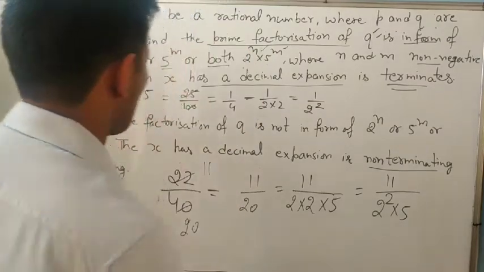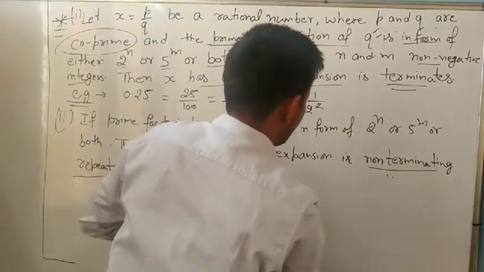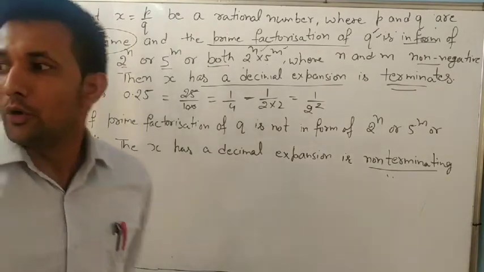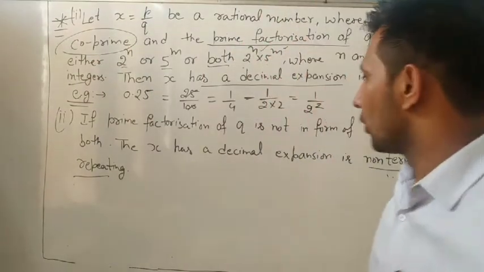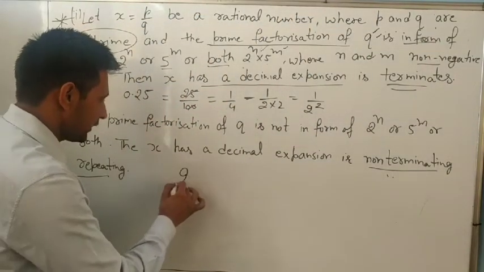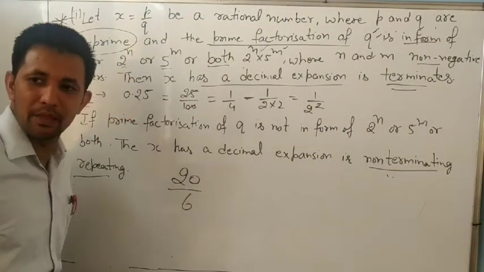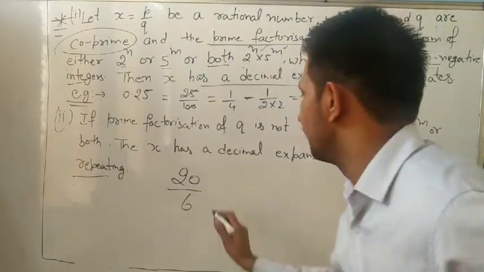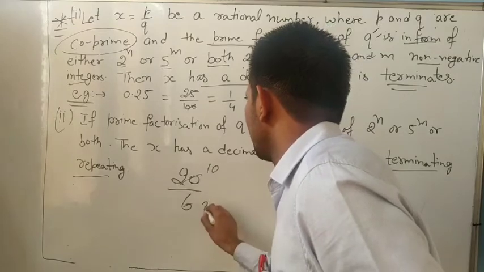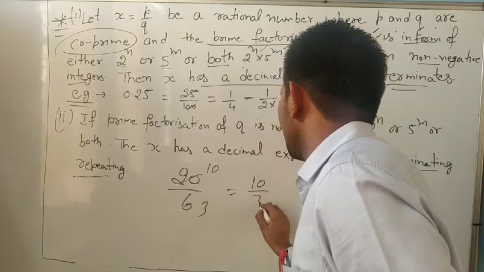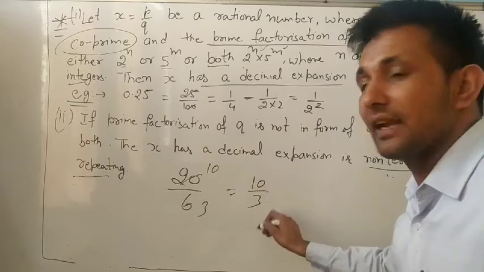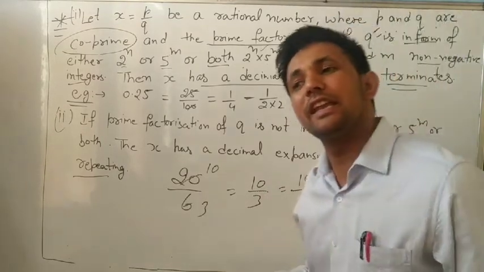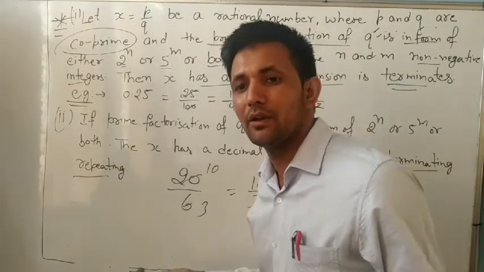Now we will check it for non-terminating and repeating. Look at non-terminating, repeating. Suppose 20 divided by 6. First we will write it in co-prime form: 10 divided by 3. Write in co-prime. Yes. Now prime factorization. What is the prime factorization of 3? 3 is already a prime number, no need to write it.